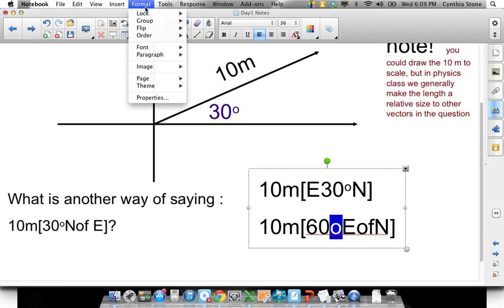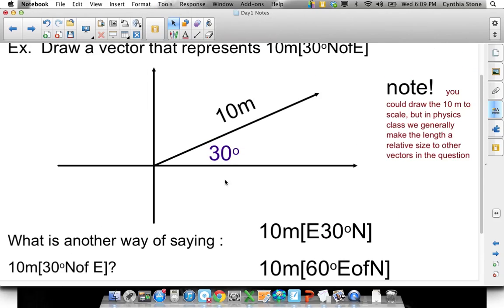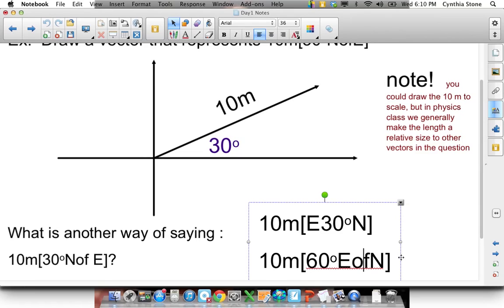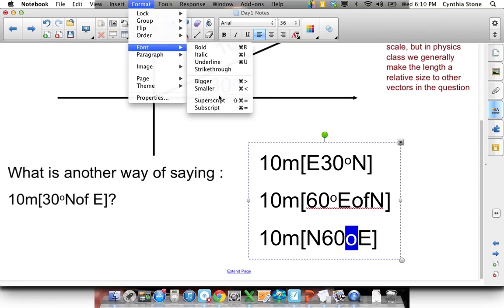Let's just see why that's true. Because this here would be 60, these two add up to 90, right? So this is 60 degrees right in here. So it's 60 degrees away from the north axis. That would work. I could also say, I think there's about 4 ways to do each one, 10 meters north, 60 degrees east. So hopefully you can follow that okay and see where I'm coming from on that.